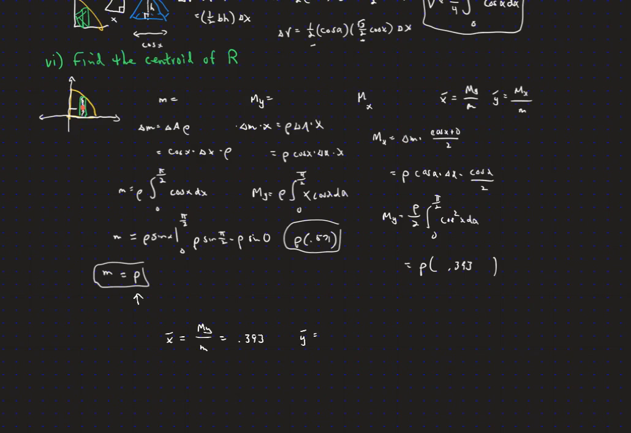And the y-bar is going to be the moment about the x over the sum of the masses. And that's going to be just, whoops, I got that wrong. The moment about the y was the 0.571, and the moment about the x was the 0.393. So it'll be 0.393 and 0.571 is our centroid, center of mass. Okay, very good.